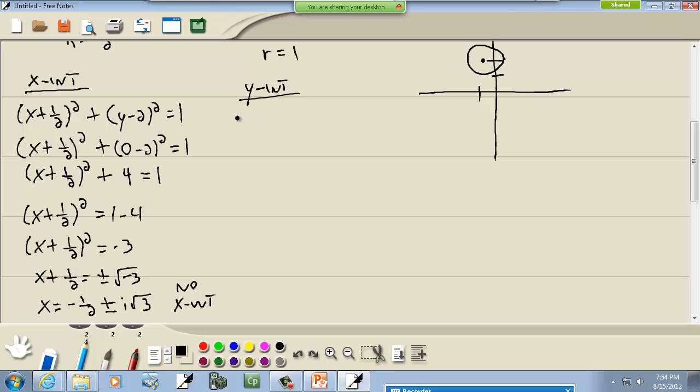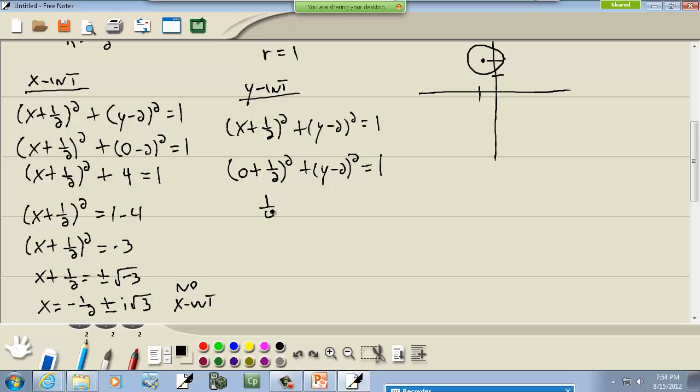Okay, our y-intercept. So we got (x + 1/2)² + (y − 2)² = 1. Again, we'll always plug 0 into the other variable, so we're going to plug 0 in for x. So I got (0 + 1/2)² + (y − 2)² = 1. 0 plus 1/2 is 1/2. 1/2 squared is 1/4. Plus (y − 2)² = 1.